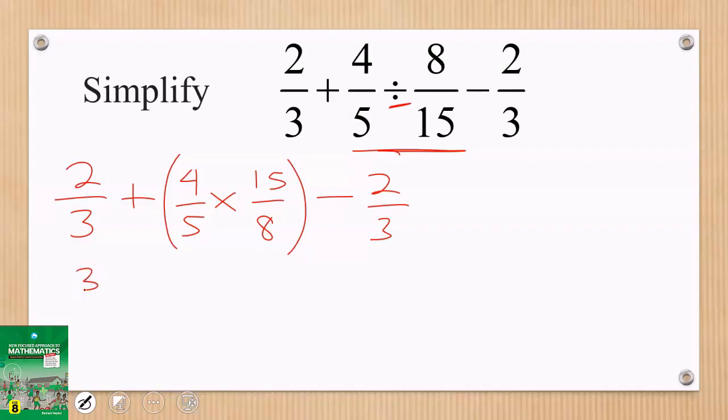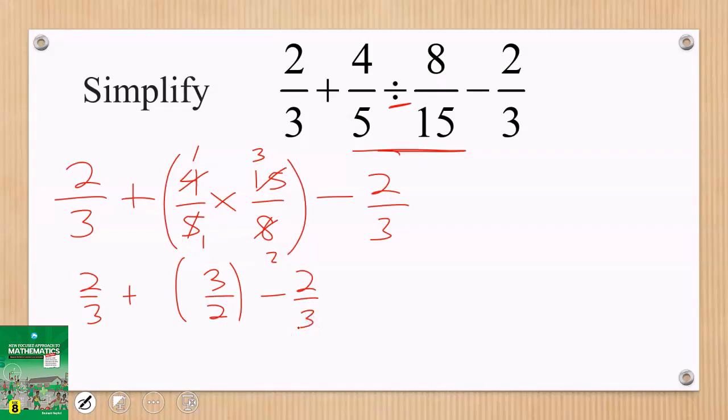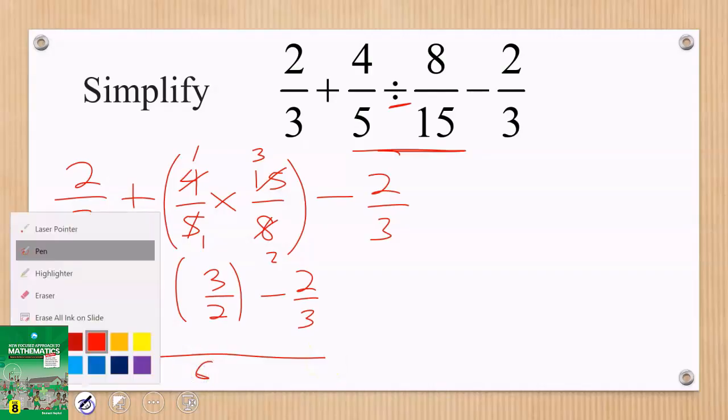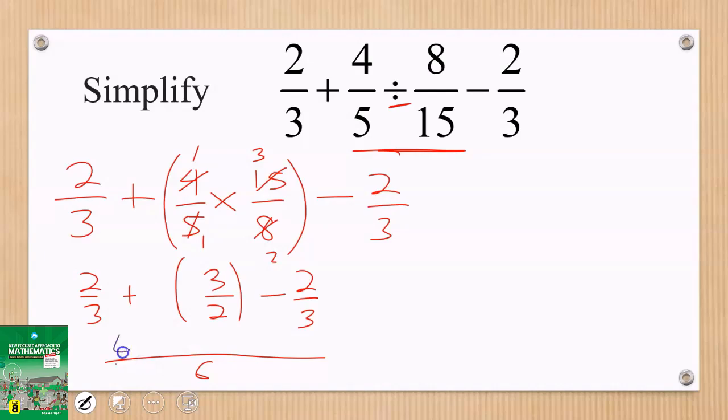Good. Now I can still maintain my 2 on 3 here, plus. Now with this, I know 5 can divide itself here and divide this one as 3. 4 can divide itself here and divide here as 2. So I'm going to have 3 at the top there, 2 down here, minus 2 on 3. So finding the LCM for all of this will be 6. 3 can divide 6 as 2 times 2, 4, plus 2 can divide this as 3 times 3, 9, minus 3 can also divide as 2 times 2, 4. So I have 4 plus 9 minus 4, which will give me 9 on 6.